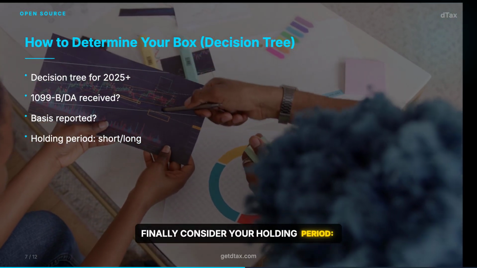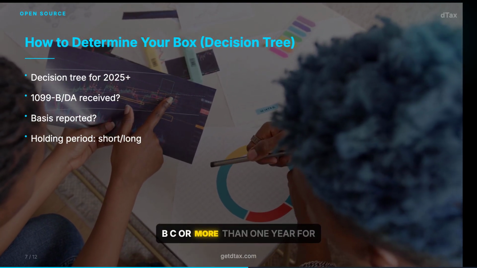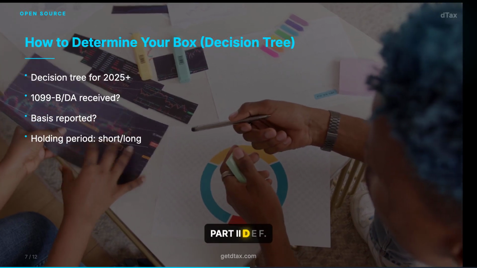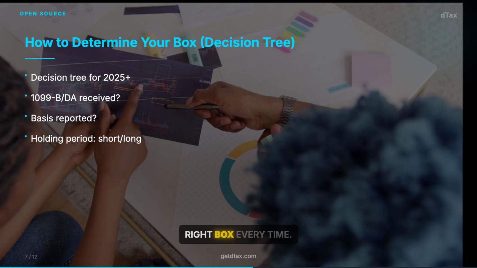Finally, consider your holding period. 1 year or less for Part 1, A, B, C, or more than 1 year for Part 2, D, E, F. This systematic approach helps ensure you pick the right box every time.